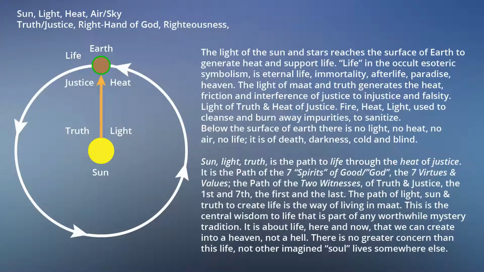So sun, light, heat, air, and sky are symbolized by the same thing. And we have truth and justice, the right hand of God and righteousness as well in that symbolism. The light of the sun and stars reaches the surface of the earth to generate heat and support life. Life in the occult esoteric symbolism is eternal life, immortality, afterlife, paradise, heaven, etc. The light of Ma'at and truth generates the heat, friction, and interference of justice to injustice and falsity. Light of truth and heat of justice.